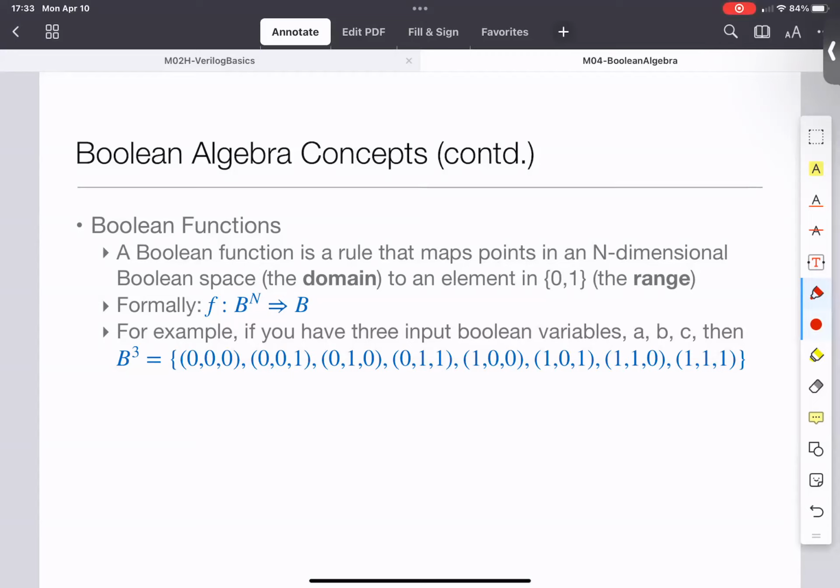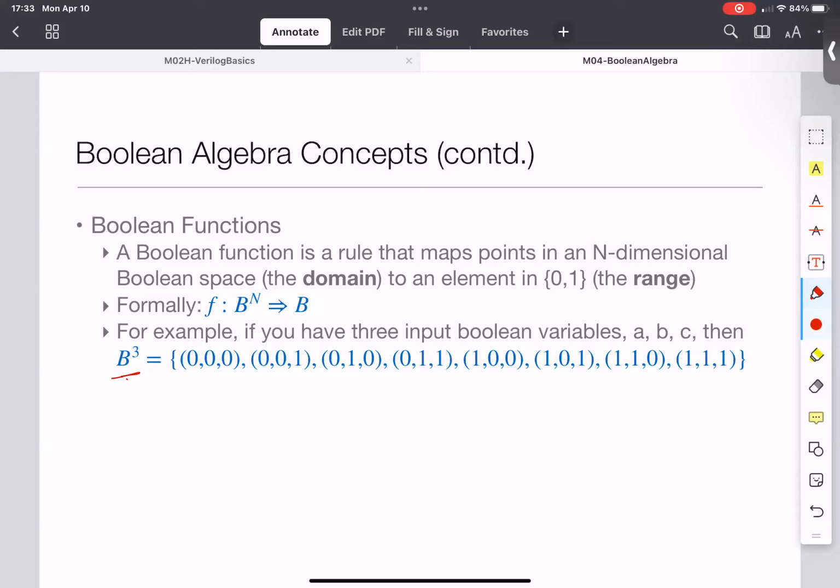It goes from a 2-dimensional Boolean space to a 1-dimensional Boolean space. In general, for example, if I have a function of 3 inputs, a, b, c, then it is going to go from B^3 to B. And in B^3, it's a 3-dimensional Boolean space. There are 8 possible points. That's what you list out here.